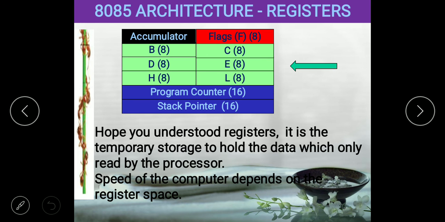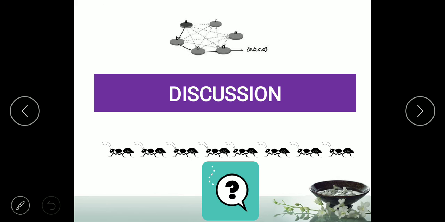Hope you understand what a register is. Again I am repeating, a register is a temporary storage element inside the processor. The processor only reads data from the register and only gives data back to the register. The user or the peripheral device cannot directly access the register. The data from the register will be transferred to the RAM, then RAM to the memory or to the output device. So this element is called the register.